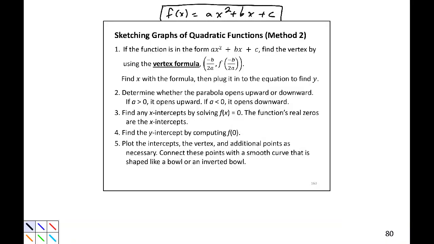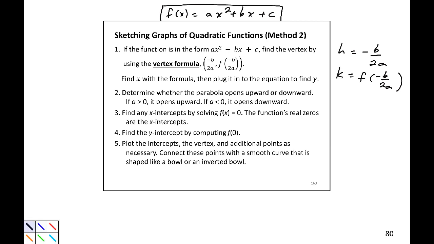If the quadratic function we are given is of the form ax squared plus bx plus c, often called the standard form, find the vertex by using the vertex formula. Negative b over 2a, oftentimes you see this written as x equals negative b over 2a, and we have the point f of negative b over 2a. I'm going to write this as y equals f of negative b over 2a. And you can also see this as h equals this and k equals this.